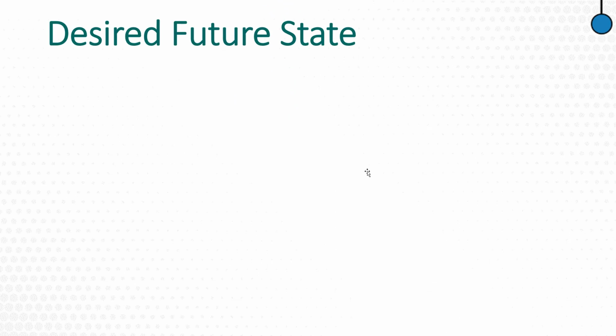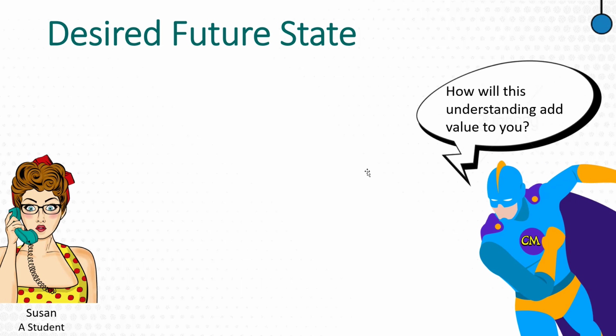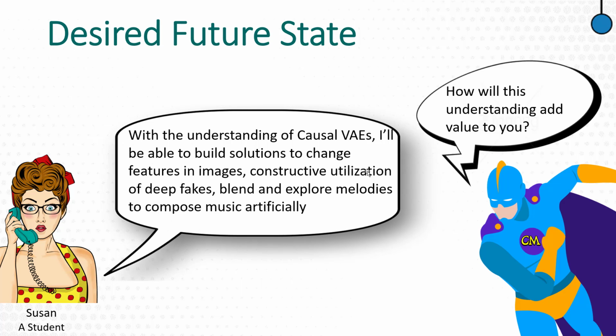Now, what is the desired future state that we can hope for? Let's get back to our protagonist, Susan, and her interaction with the causal man. The causal man asks, how will this understanding add value to your life? Susan says, with understanding of causal variational autoencoders, I'll be able to build solutions to change features in an image. That's what she wanted at the beginning.